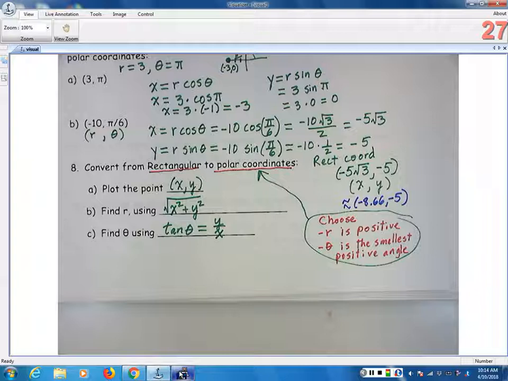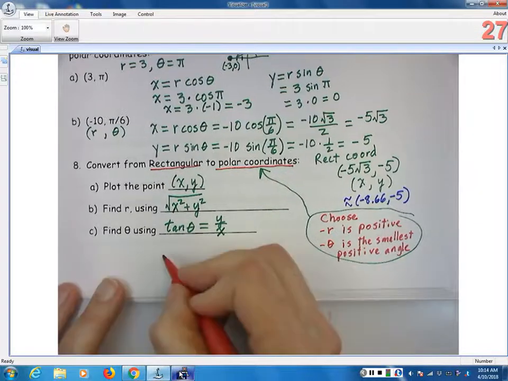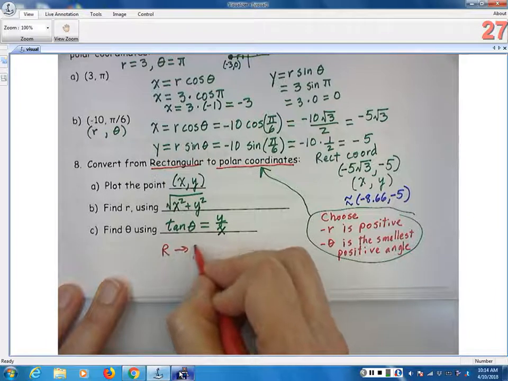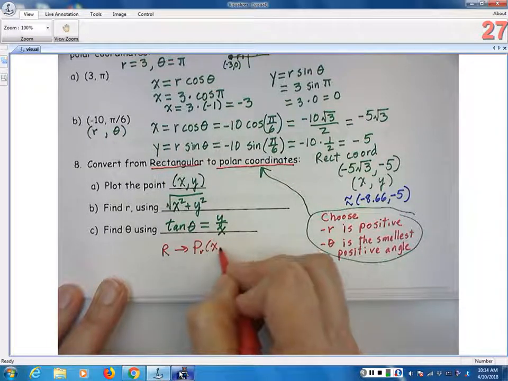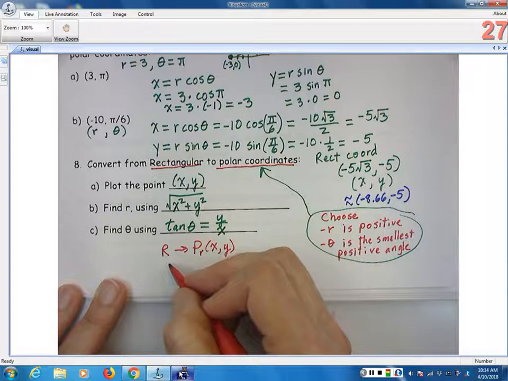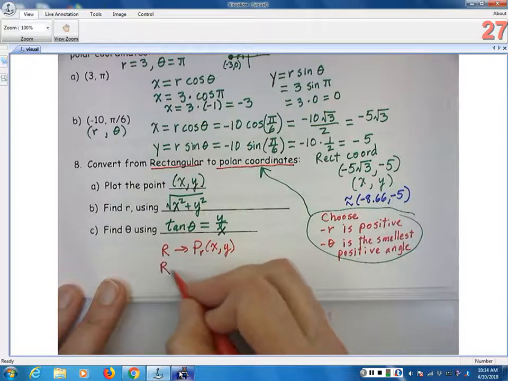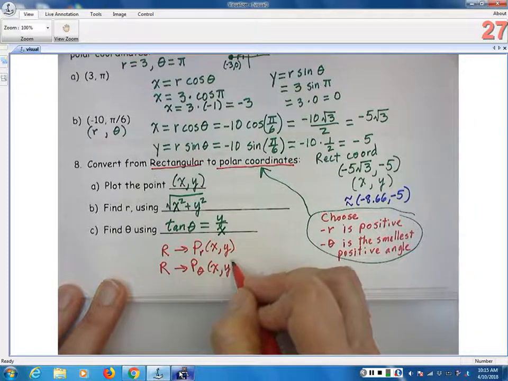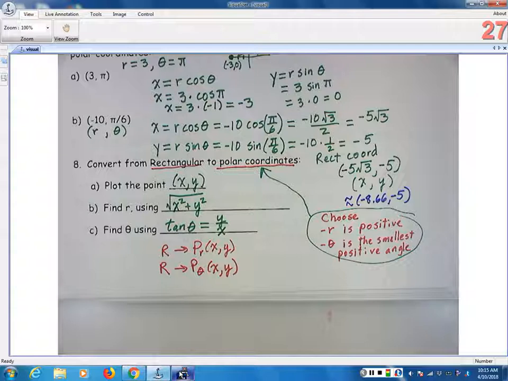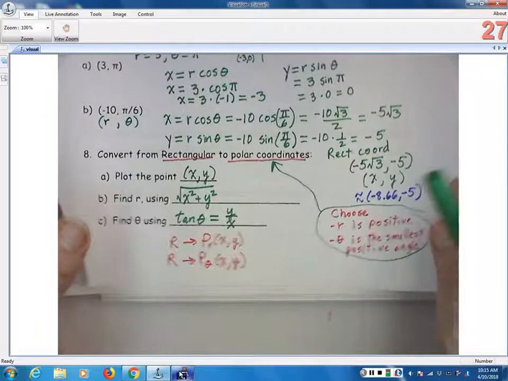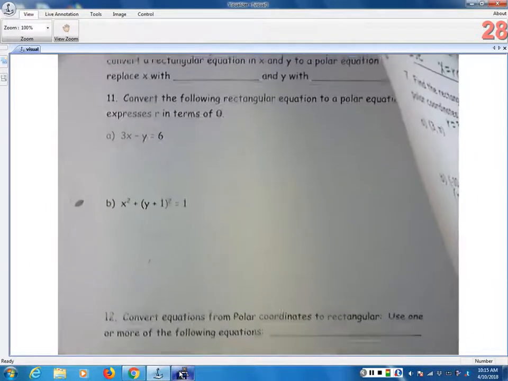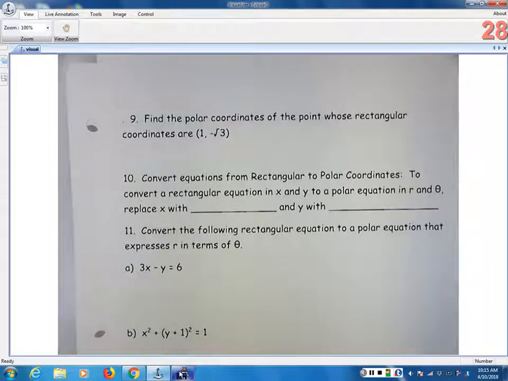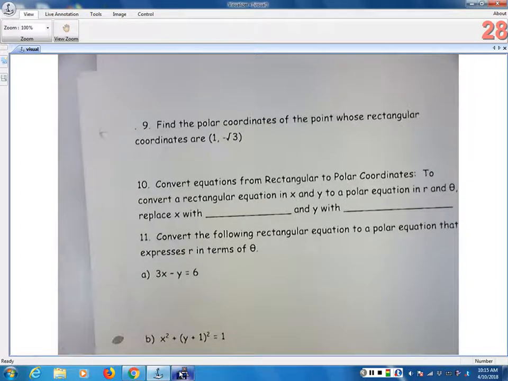I also wrote down some calculator commands to go from rectangular to polar. We'll go over how to use the calculator next time. So we could stop there, or I could finish this last example. I know I started talking. Let's just do this rectangular one.